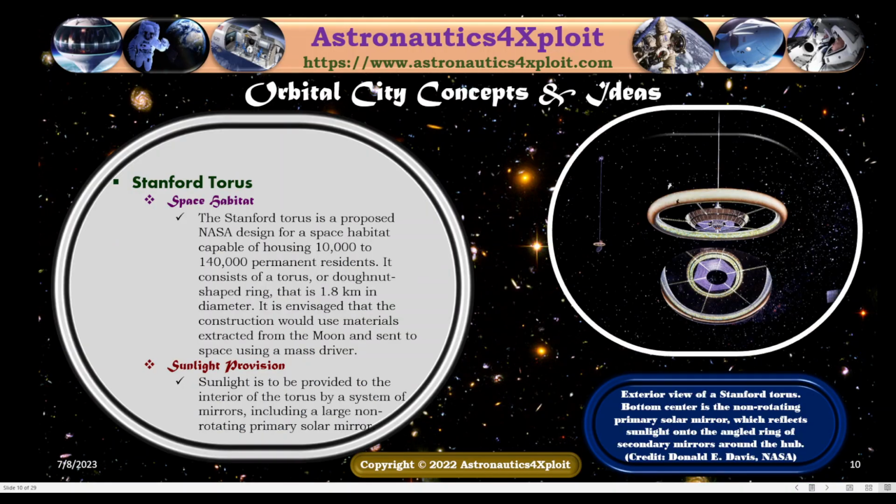Stanford Torus is another concept of orbital city. The Stanford Torus is a proposed NASA design for a space habitat capable of housing 10,000 to 140,000 permanent residents. It consists of a torus, or donut-shaped ring, that is 1.8 kilometers in diameter, and it is envisaged that the construction will use materials extracted from the Moon and sent to space using a mass driver. Sunlight is to be provided to the interior of the torus by a system of mirrors, including the large non-rotating primary solar mirror. An exterior view of a Stanford Torus is shown in this picture.